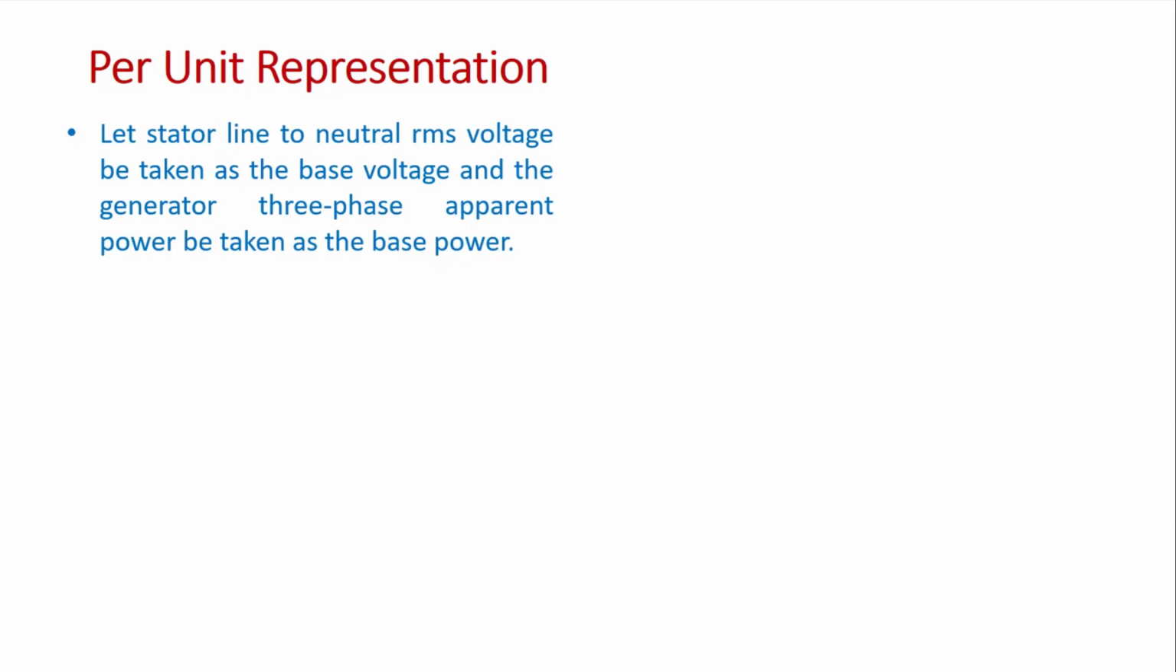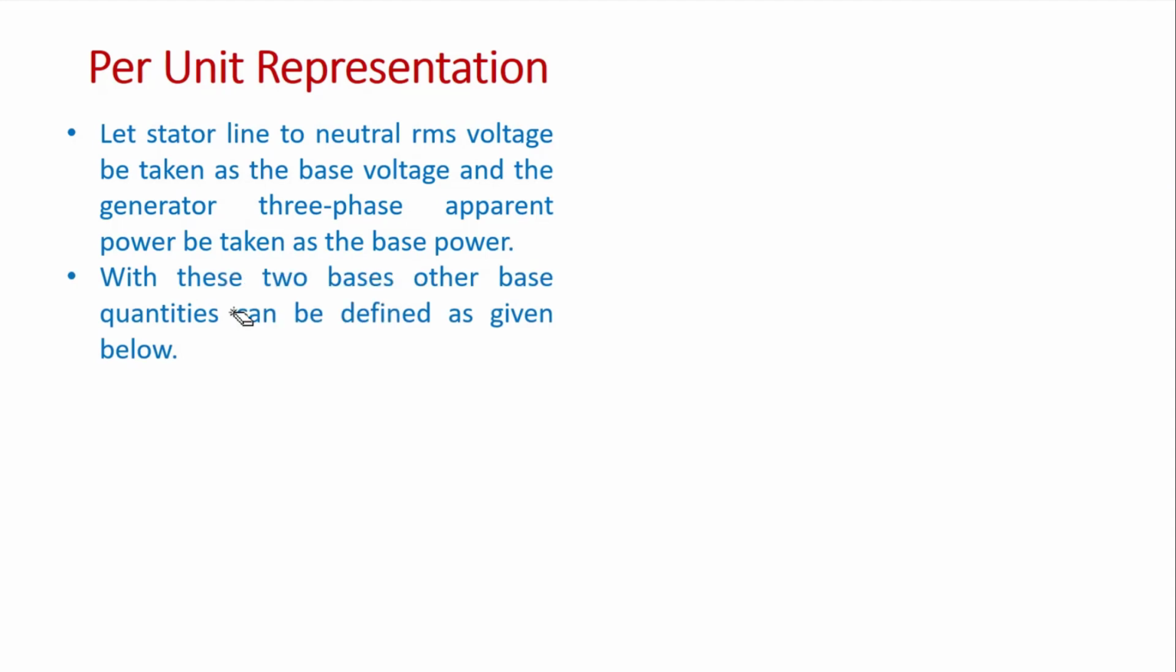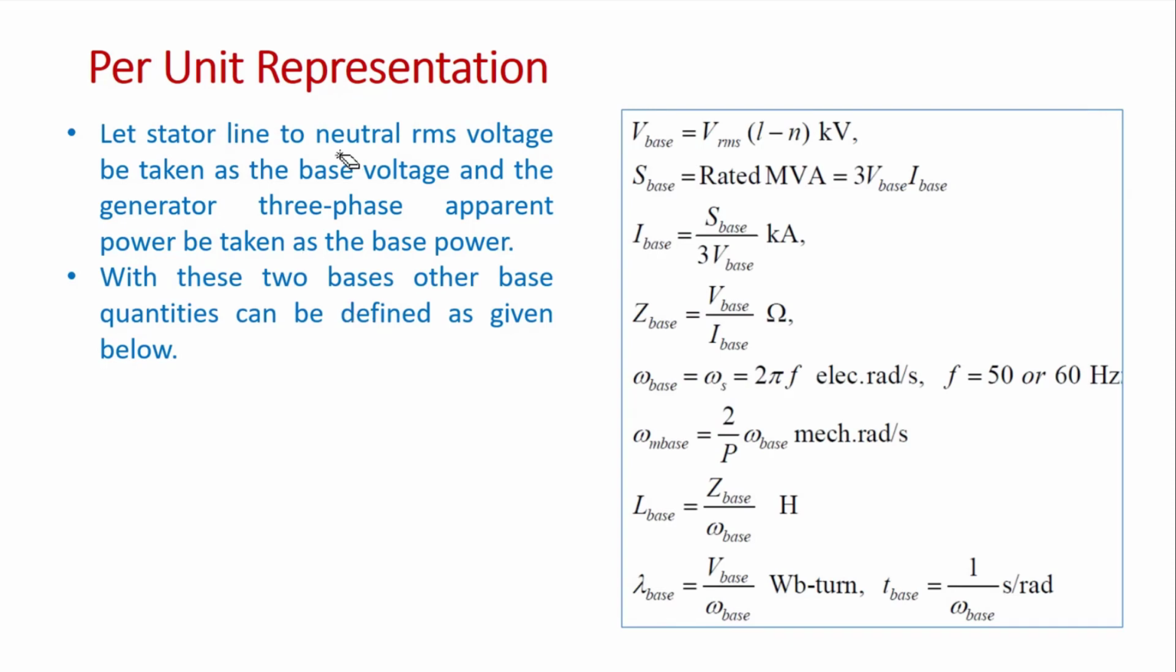So let the stator line to neutral RMS voltage be taken as the base voltage, and the generator three-phase apparent power be taken as the base power. Okay. Then with these two bases, other base quantities can be defined as given below. We considered the stator line to neutral RMS voltage as base voltage, V base RMS, right? That is line to neutral voltage, and the three-phase apparent generator power S, that is also considered as the base power. And considering these two base values, we'll find other base quantities, right?